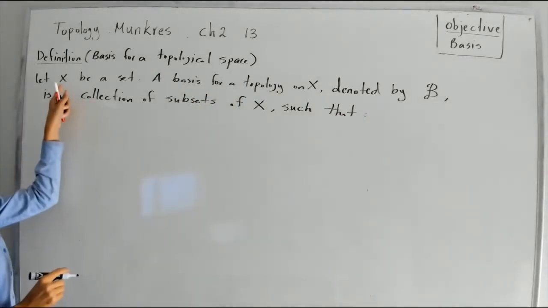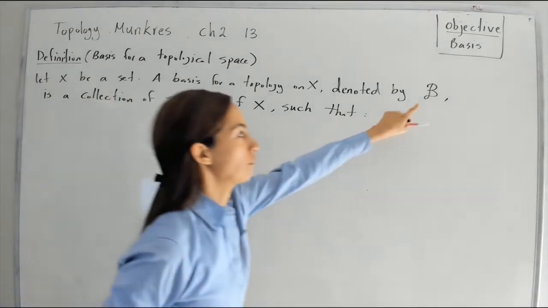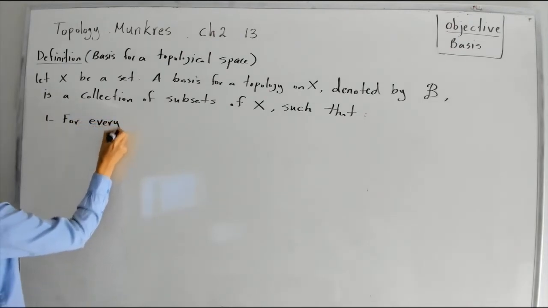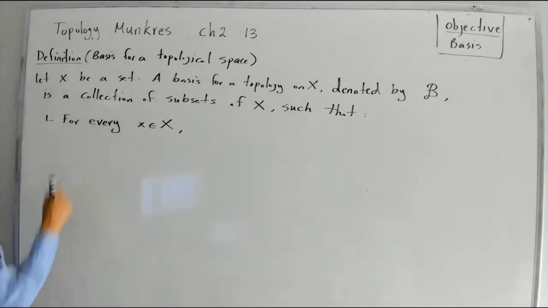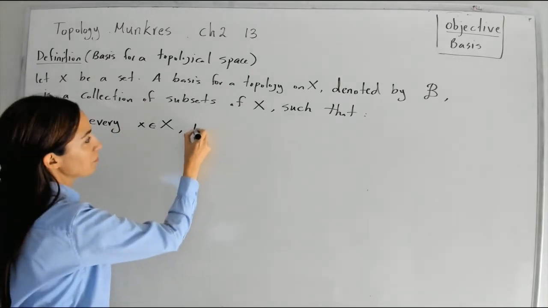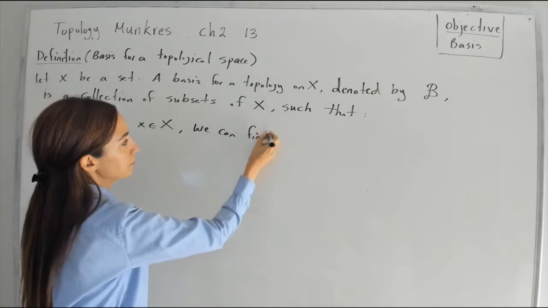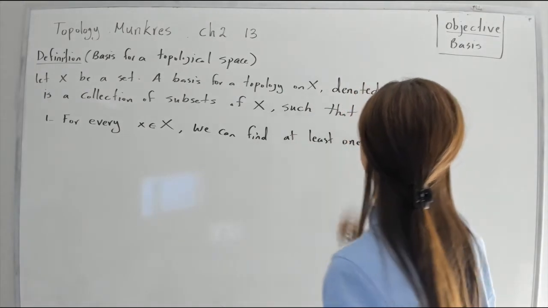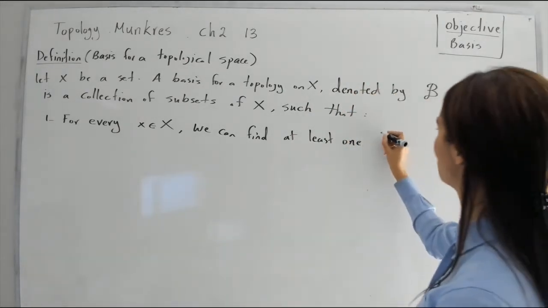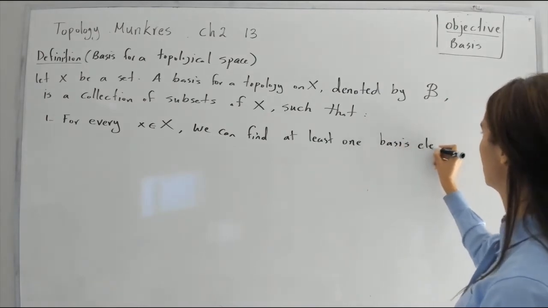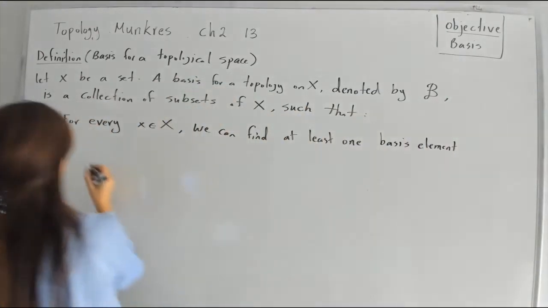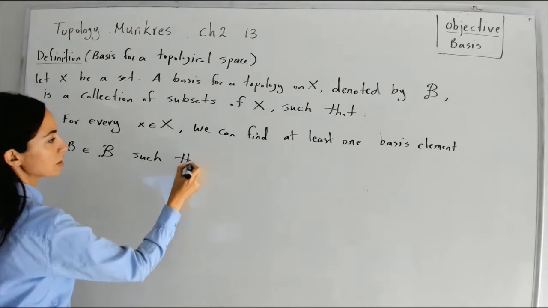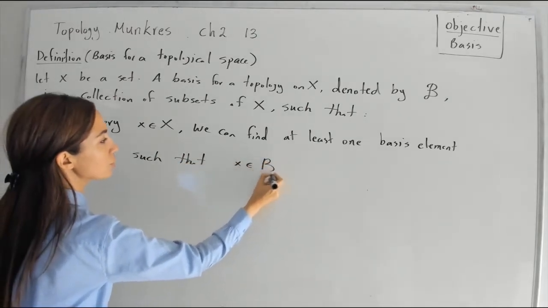Every element in set X belongs to a member of beta. For every member in X, we can find at least one basis element like B such that X belongs to B.